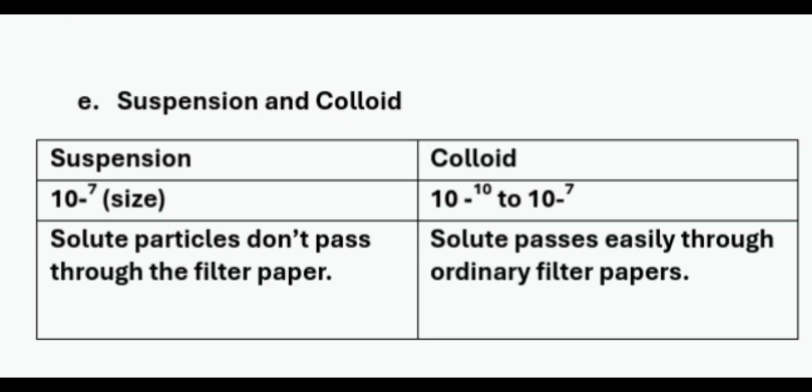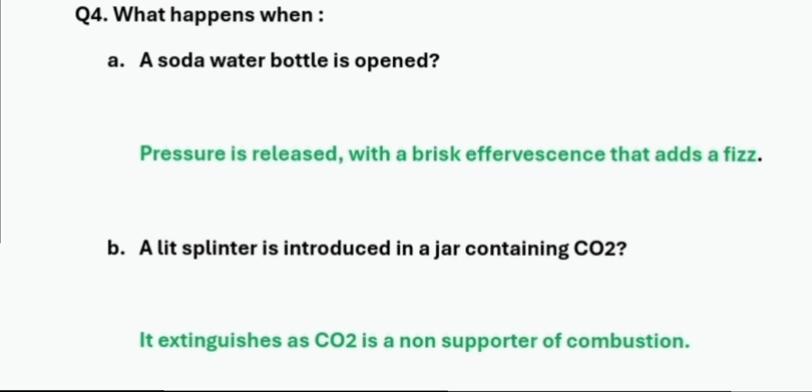The next is the difference between suspension and colloid. Suspension, by size, ranges close to 10 raised to the power of minus 7 for the solutes present in the solvent. But for a colloid, it is 10 raised to the power of minus 7 to 10 raised to the power of minus 10. That is the size of the solutes present in a colloid. In a suspension, the solute particles don't pass through the filter paper, but in a colloid, the solute passes easily through a filter paper.